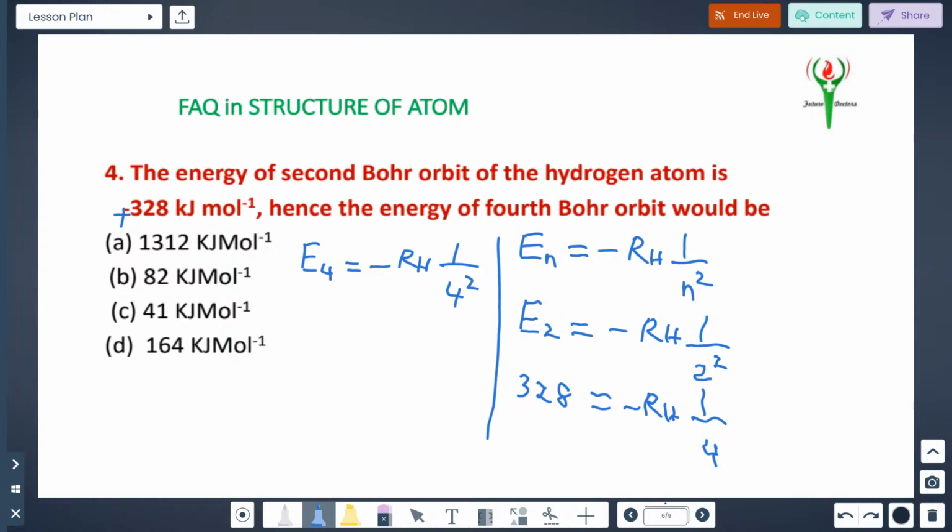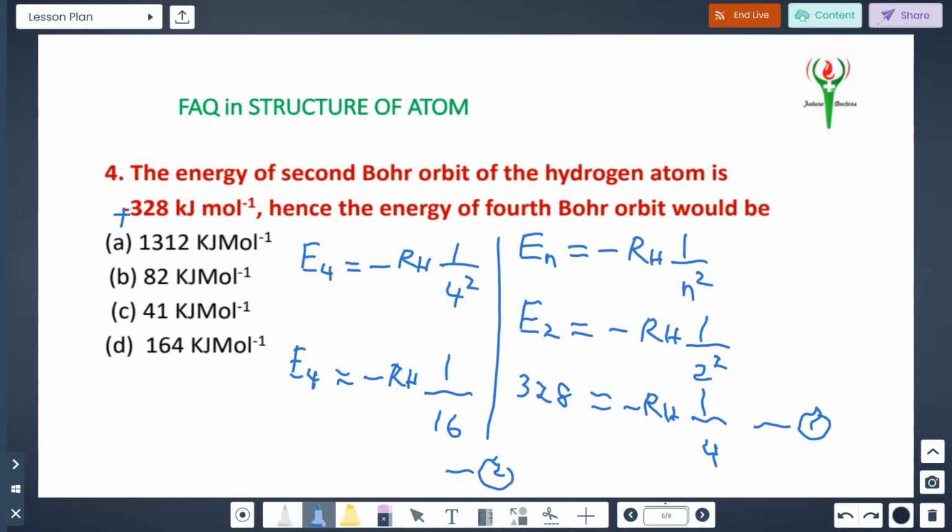Okay. Now we have to compare these two. Here the energy of the fourth orbit is equal to minus RH, into 1 by 4 square, which means 1 by 16. Now you have to compare these two only. This is the first equation and this is the second equation. If you compare, you can divide equation 2 by 1. When we divide, the minus here and here will be cancelled, and RH here and here will also be cancelled.